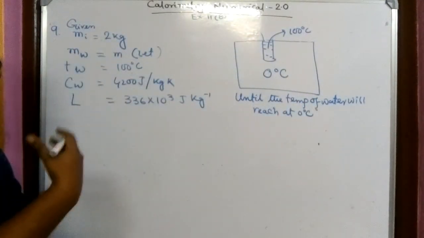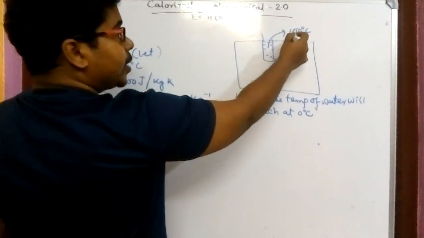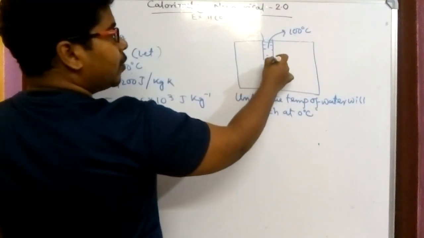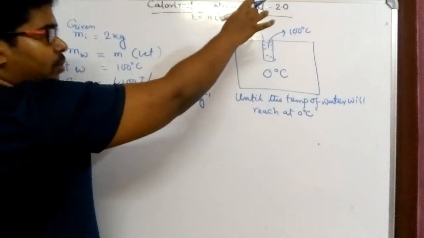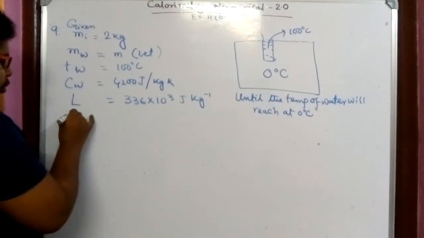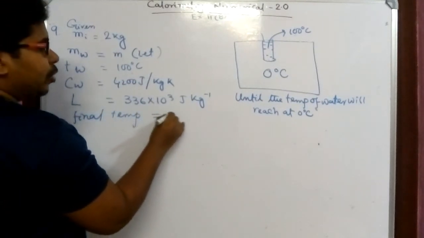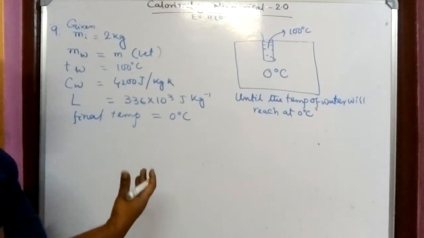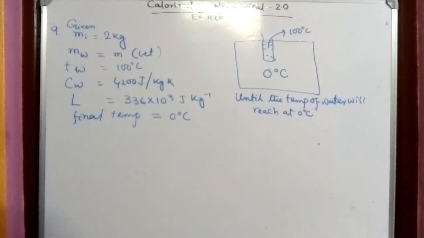So this process will continue, this melting will be done until this 100 degree centigrade of water is converted into 0 degree centigrade, and when this water is converted into 0 degree centigrade, then no heat exchange will occur, and then the melting process will stop. So here we have to assume that the final temperature should be equal to 0 degree centigrade. You have to understand that the temperature of water should reduce up to 0 degrees centigrade.